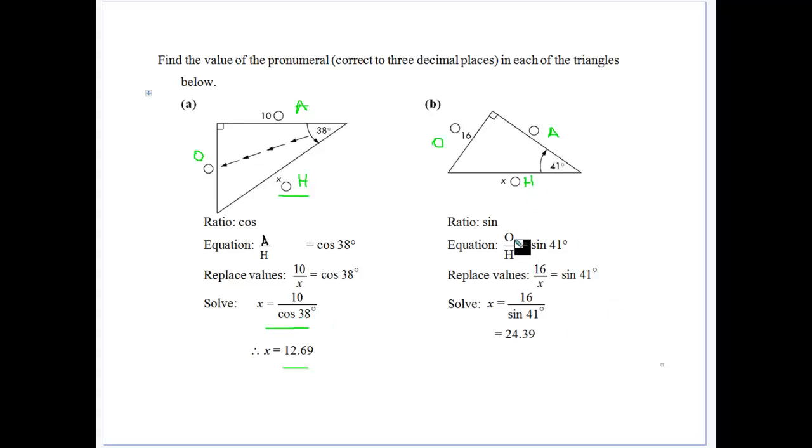In this one, we've got the sine ratio, because it's the opposite side with 16, the hypotenuse of x. So we substitute that in, sine of 41, manipulate our equation to get x by itself, and 16 divided by sine of 41 is 24.39, which sounds reasonable.